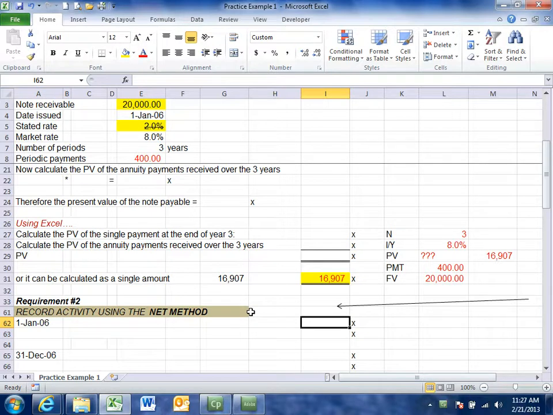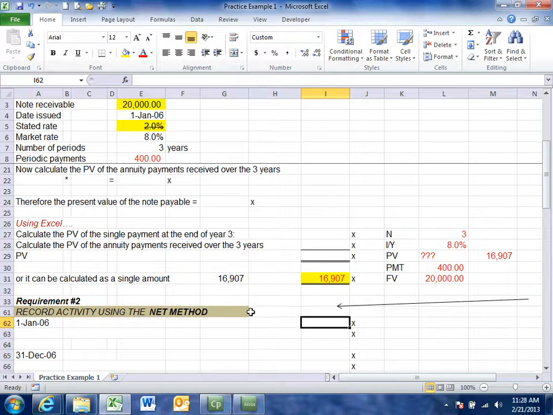So when we went through the gross method and we calculated the interest revenue and we calculated the payment amount and the present value, all of those calculations are identical. The only thing that's different between the two methods is the initial entry to record the note and then the debit that you use to plug the journal entry when your cash payments are received for interest.